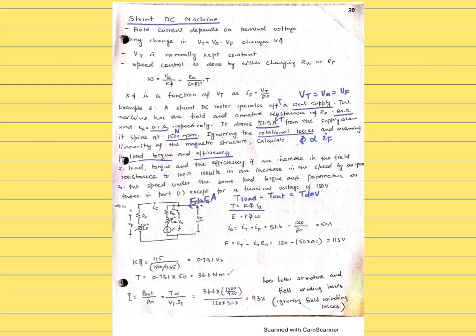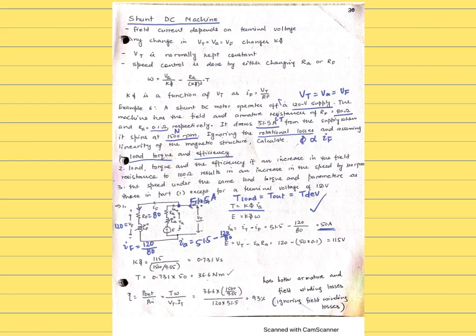51.5. We can calculate this current because we know the voltage VF as 120. We know the resistance as being 80. So IF can be calculated as 120 over 80. And once you know that, we can apply KCL, and IA equals 51.5 minus 120 over 80. So you got that as 50 amperes. So IA can be calculated.